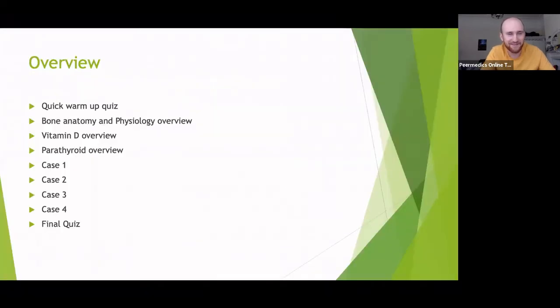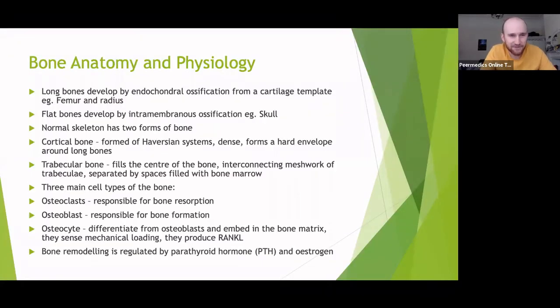So that didn't go quite as planned, but well. Okay, so just basic bone anatomy and physiology, going back to first and second year. You've got long bones and flat bones. You've got cortical bone, which is the hard outer part of bone. It has those Haversian systems, which are like the circular structures with the blood vessels that run through the middle of them. And it's a dense, hard envelope. Whereas the trabecular bone is the center of bones. It's the meshwork that has the bone marrow within it.